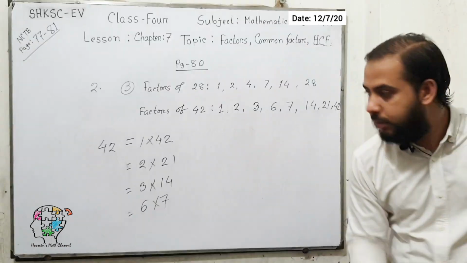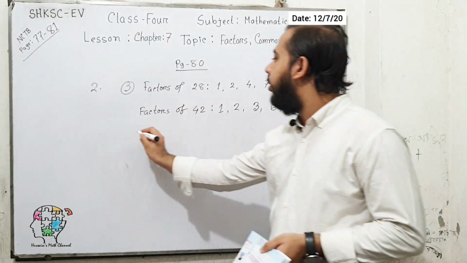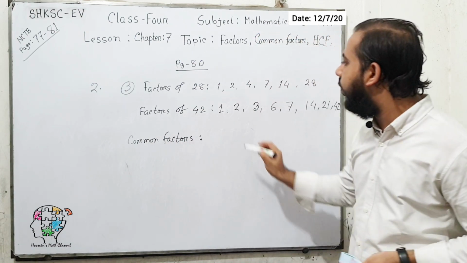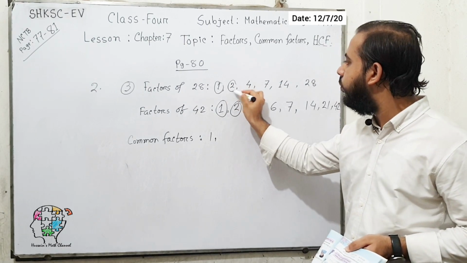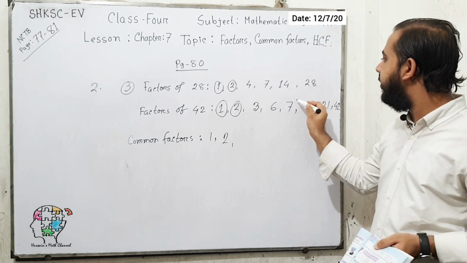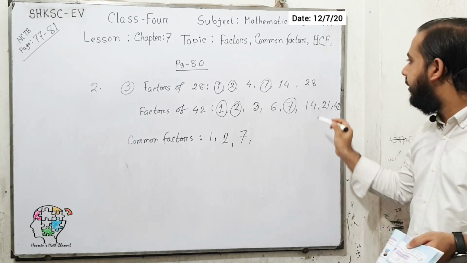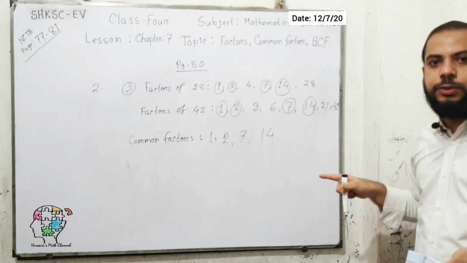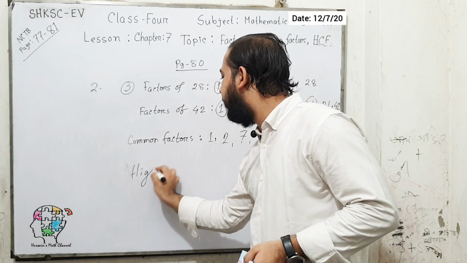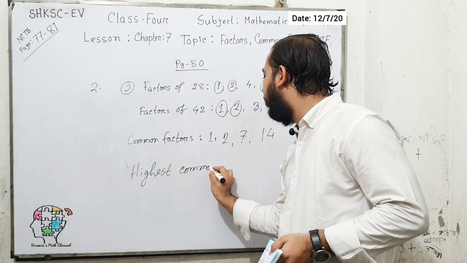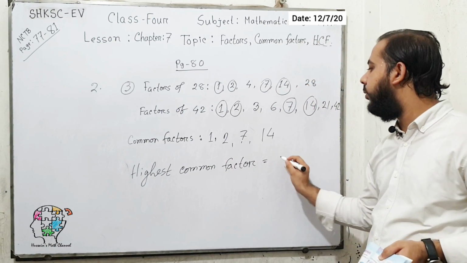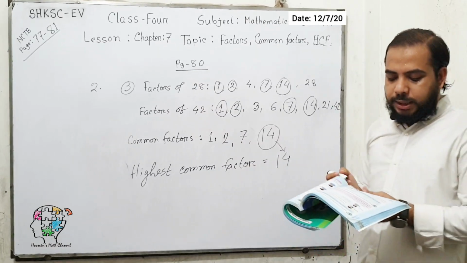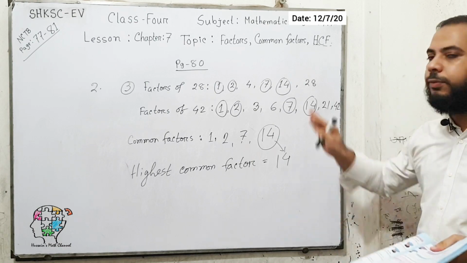Now we find the common factors of these two numbers. Common factors are 1, 2, 7, and then 14. So among these 4 common factors, which is the highest? The highest common factor is 14. This is the highest. So 14 is the HCF of 28 and 42. All right. This is how you can find any common factors.